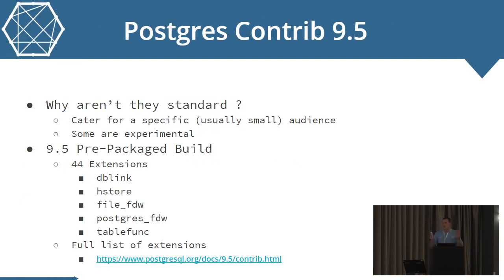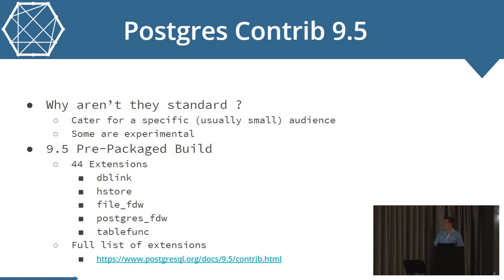Now the next question is, why aren't they standard? Usually they only cater for a small part of the community. It's very much a niche thing. Some of them are experimental, so they aren't trusted very much inside the core of Postgres. Today, we use Postgres 9.5 in our production environment, so I've only dealt with the Postgres 9.5 contrib module. There's no downloading, building, or writing your own extensions in this talk.